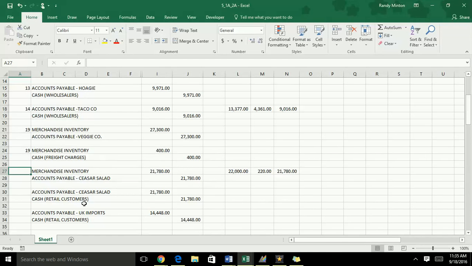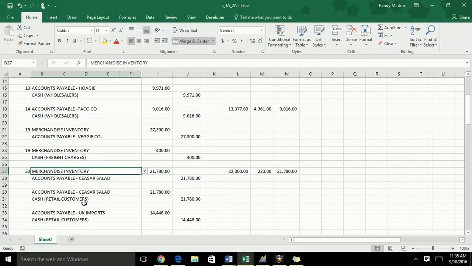Okay, the next one. We have, on the 20th, purchased merchandise from Caesar Salad Company. So I'll put in my date of the 20th. And we know that merchandise inventory is going to be affected and accounts payable due to Caesar Salad. Now, what are the terms? $22,000, terms FOB destination, 1/10, net 30. So they're paying the freight.